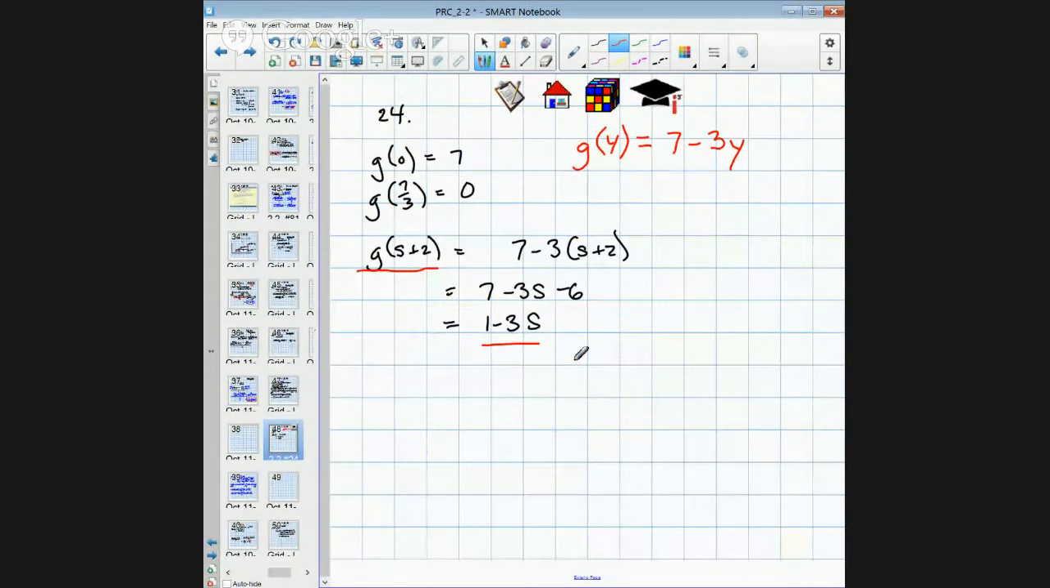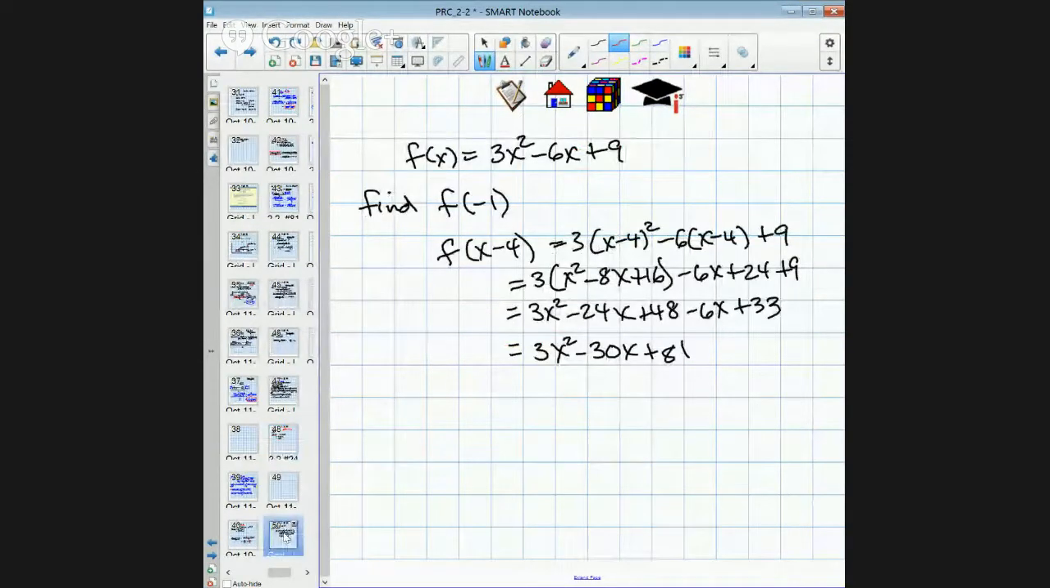So how do you find functional values? You just substitute. Substitute for the variable, crank, and just do the arithmetic, or in this case, a little bit of algebra simplification. On to another one.